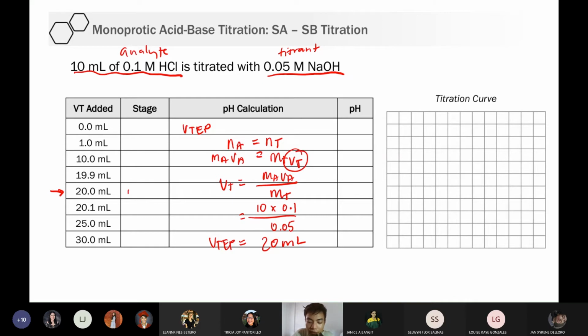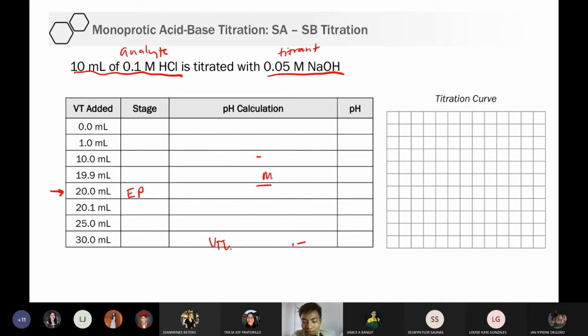So once alam mo na ang equivalence point, then you can now assign the stages. Again, makikita nyo yung progress natin. Alamin mo kung ano yung analyte, ano yung titrant, SASB ba yan. Kapag alam mo na yun, alam mo na yung equations per stage. Next, alamin mo kung ano yung equivalence point volume. Hanapin mo si VTEP using this equation. Once alam ko na si VTEP, 20 ml yun, then I can now assign the stages.